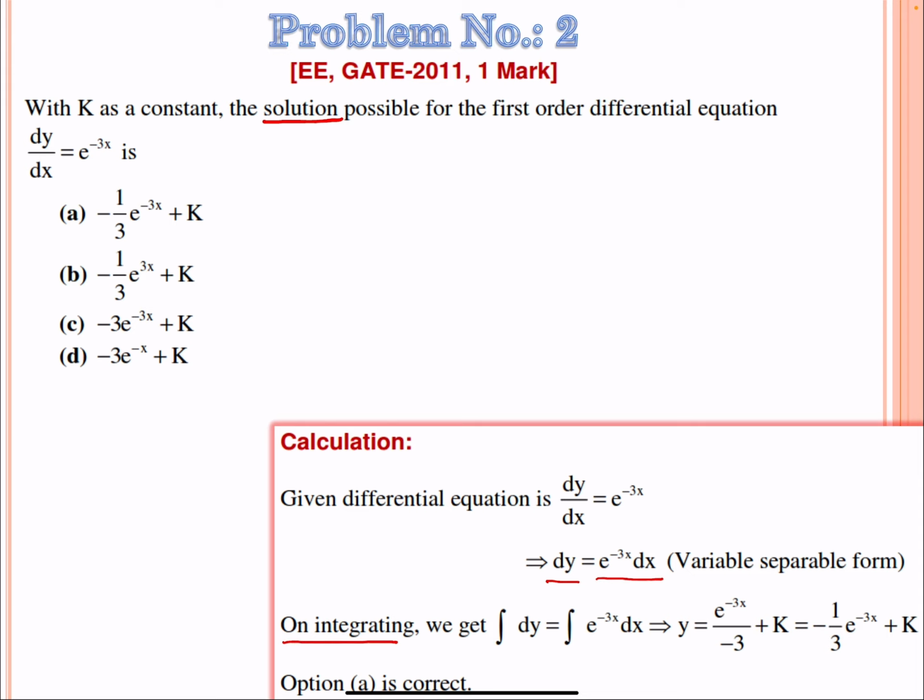So when you solve these two integrals, we obtain y is equal to e raised to power minus 3x divided by minus 3 plus k. And this right side can also be written as minus 1 over 3 e raised to power minus 3x plus k. Clear? So this means that A option is correct. Option B, option C, option D are incorrect. Clear? So A option is correct.